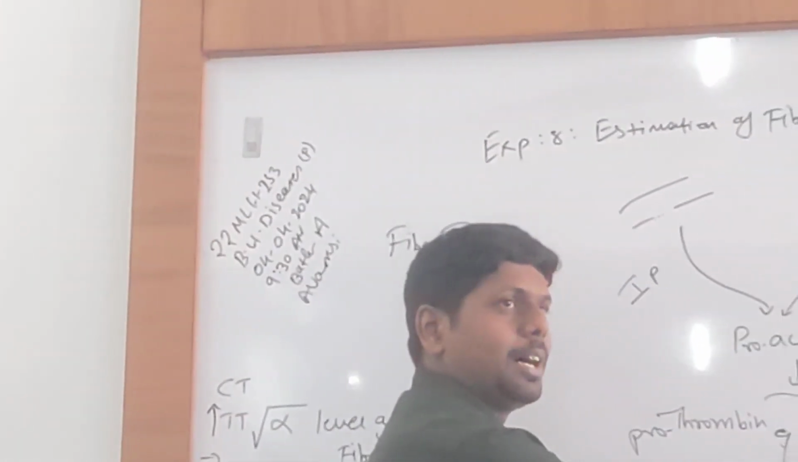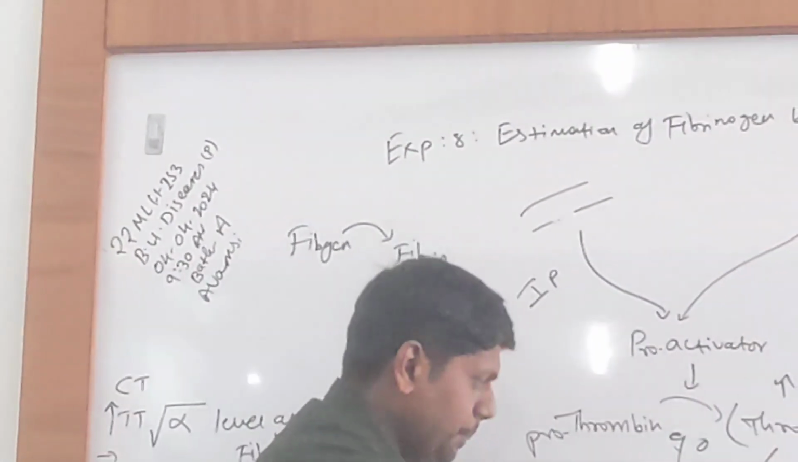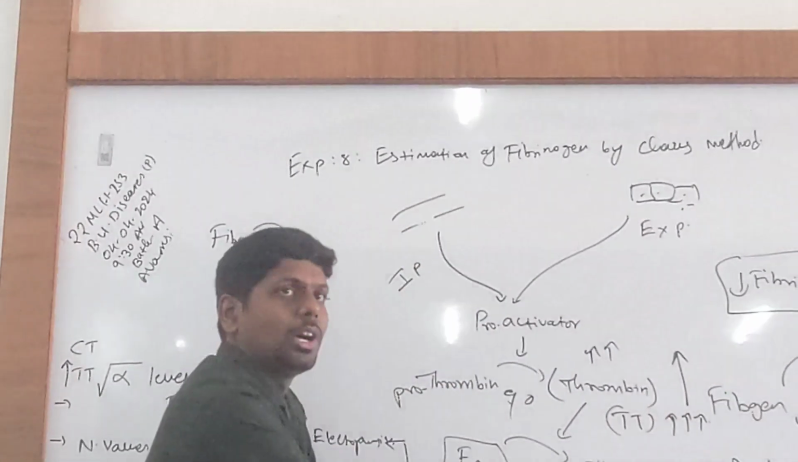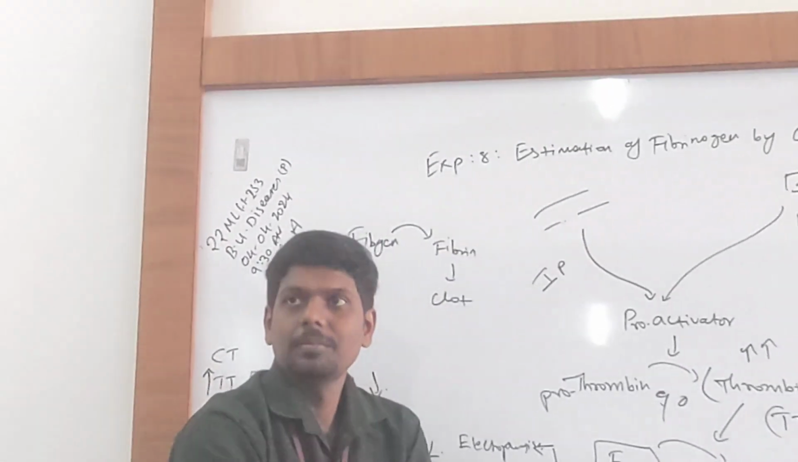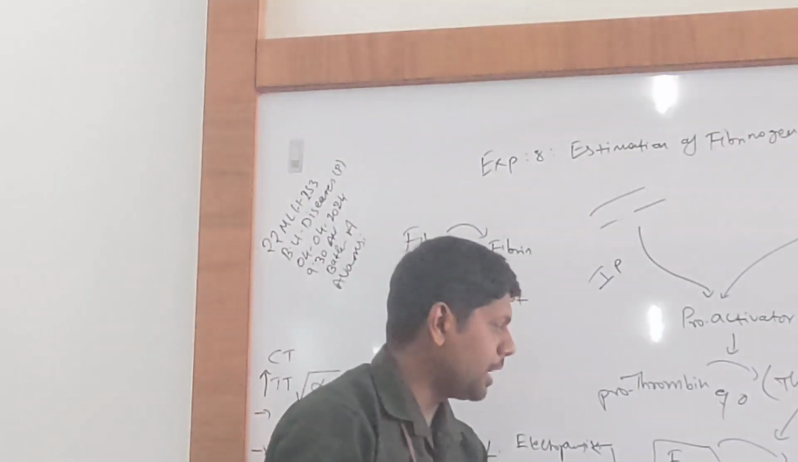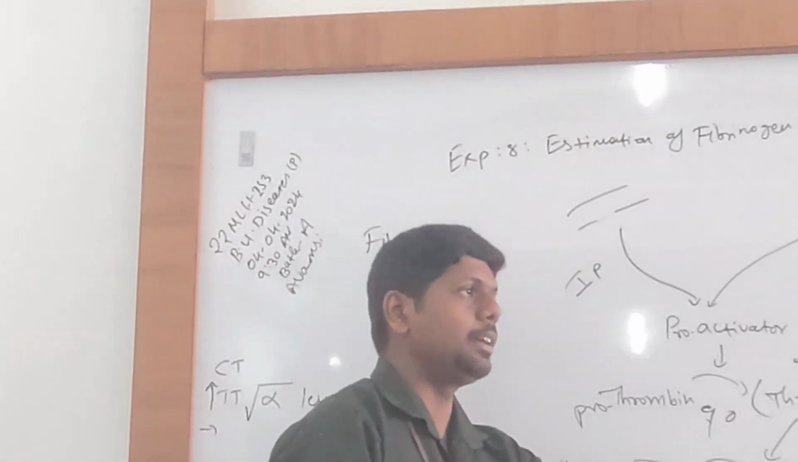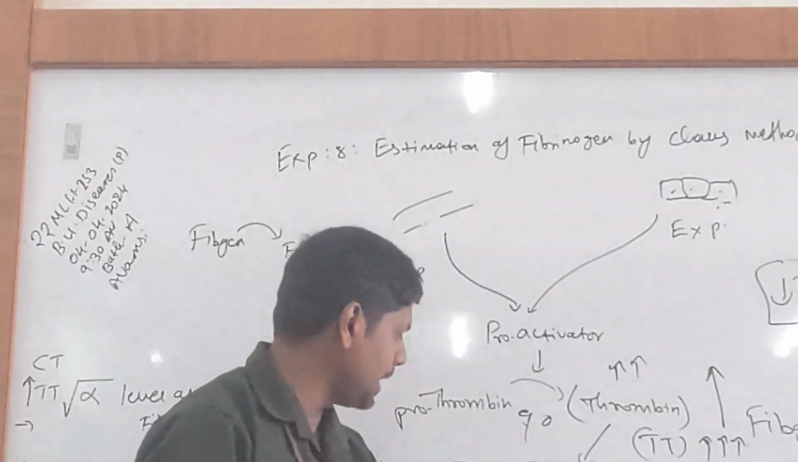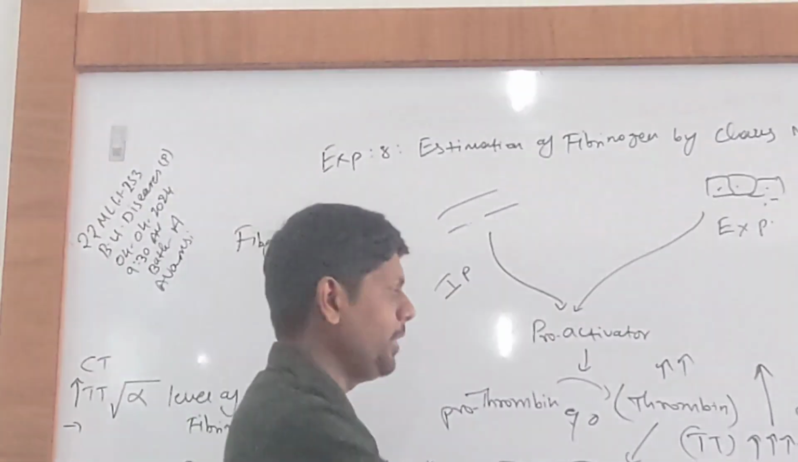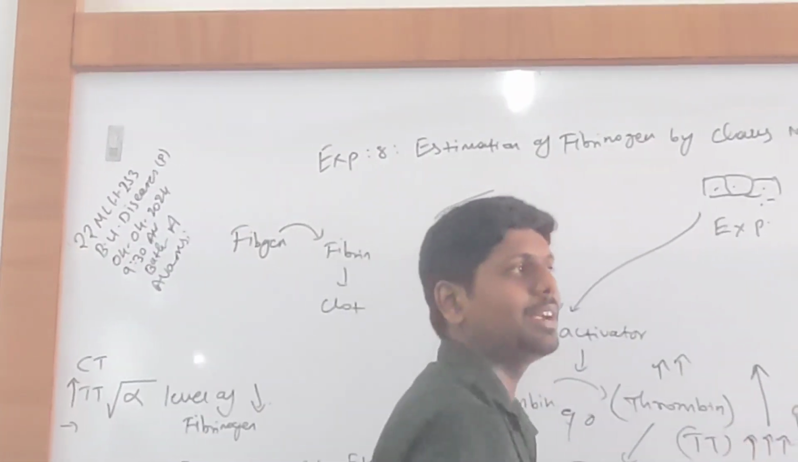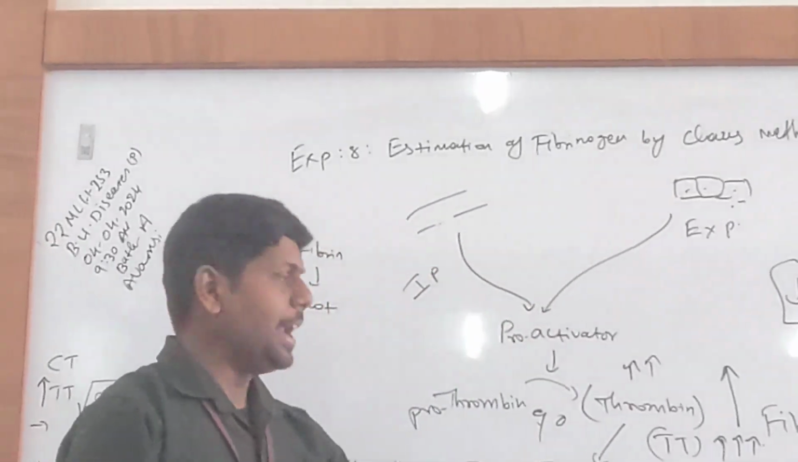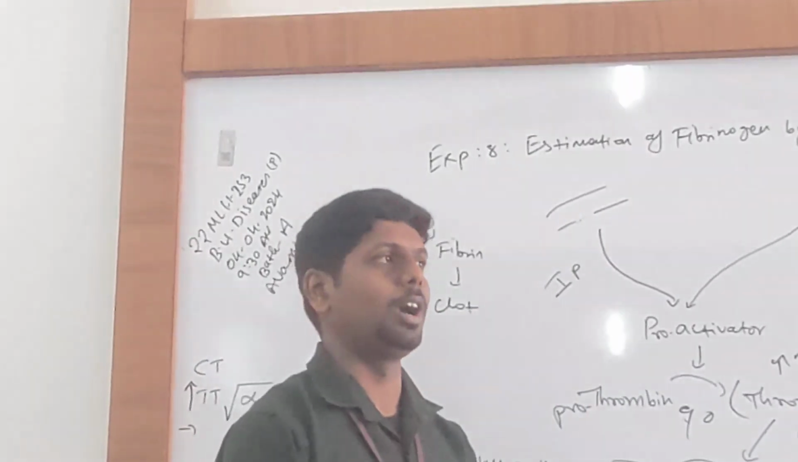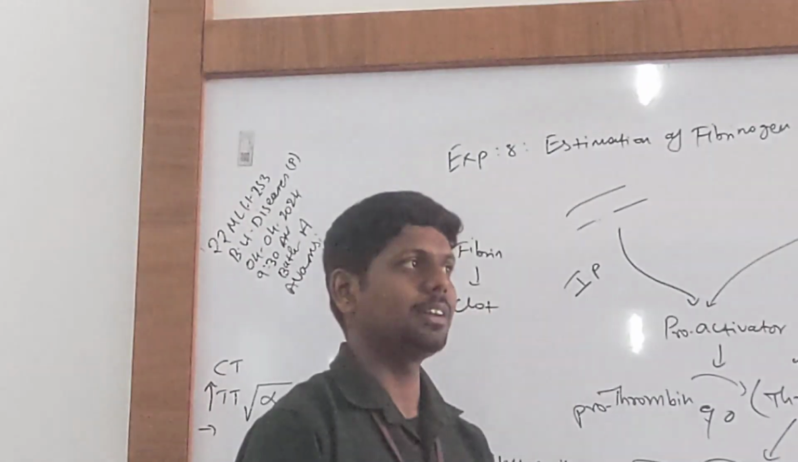In this condition, the thrombin time will increase because of reduced fibrinogen levels. This is what happens in DIC. In DIC patients, the fibrinogen is already less, so when we measure the thrombin time, it will be elevated. Elevated thrombin time is an indirect indication of reduced fibrinogen levels in the body. Got my point?